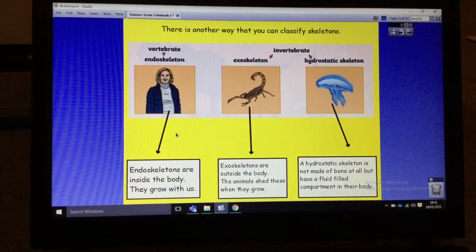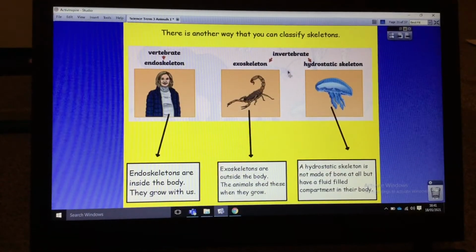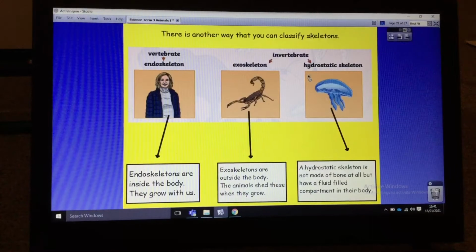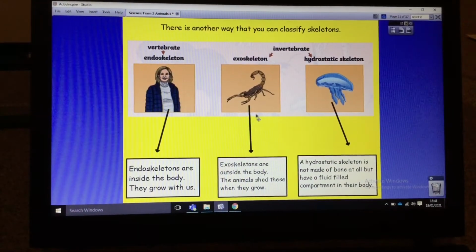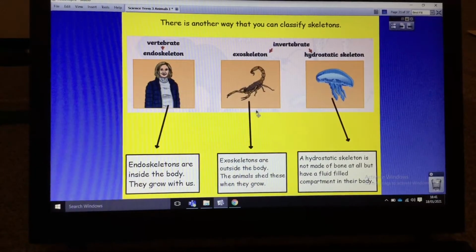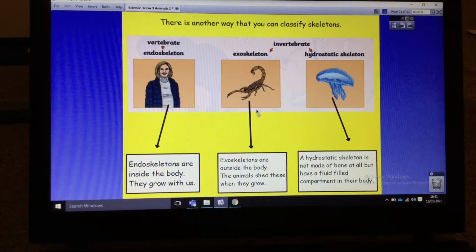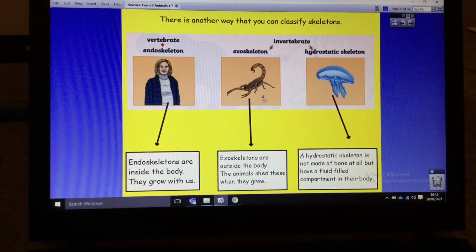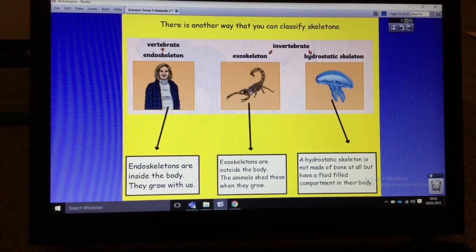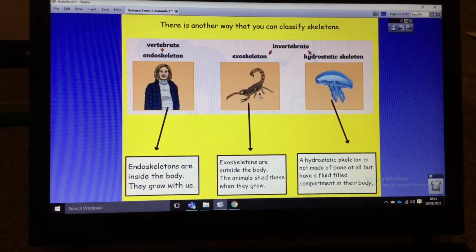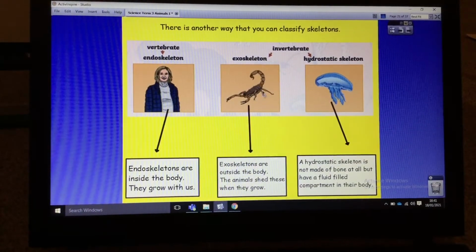Now our invertebrates can either be an exoskeleton or a hydrostatic skeleton. So let's have a think about what they are. An exoskeleton is outside of the body. The animals shed these when they grow and new exoskeletons are formed. So you can see here in this picture of a scorpion, the skeleton is actually on the outside of its body. It's the hard shell, and then inside the hard shell you've got all of the scorpion's organs and mushy bits.